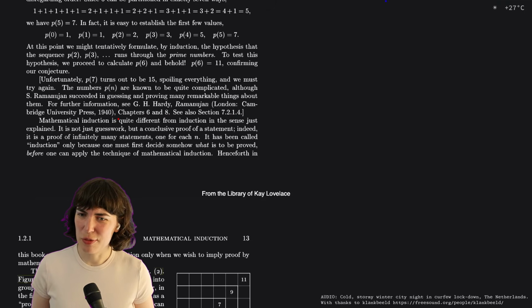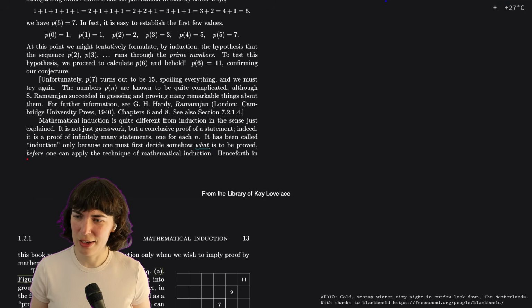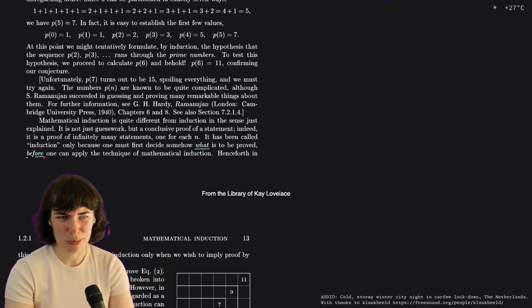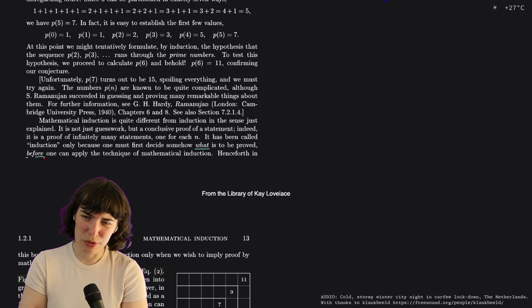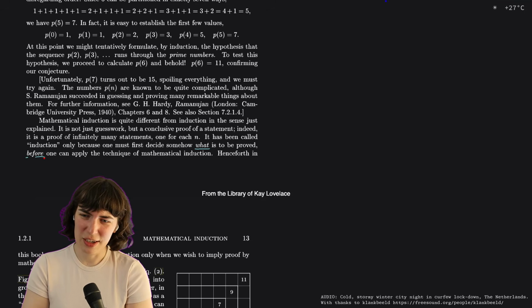Mathematical induction is quite different from induction in the sense just explained. It is not just guesswork, but a conclusive proof of a statement. Indeed, it is a proof of infinitely many statements, one for each n. It has been called induction only because one must first decide somehow what is to be proved before one can apply the technique of mathematical induction. That sort of skips in my brain.